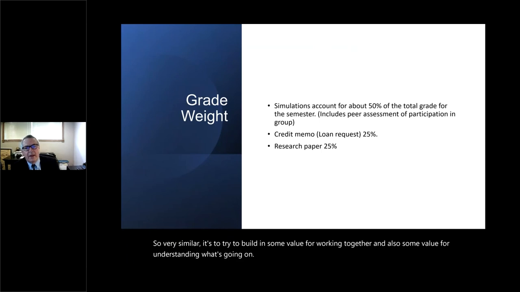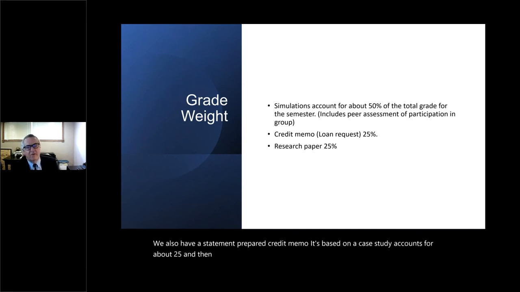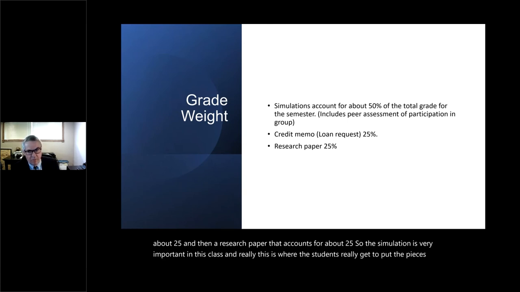Grade weight: about 50% of the grade in our class is based on the simulation. Now, that also includes the peer assessment as well. We also have the students prepare a credit memo. It's based on a case study. It accounts for about 25%, and then a research paper that accounts for about 25%. So the simulation is very important in this class. And really, this is where the students really get to put the pieces together and understand how their bank works.